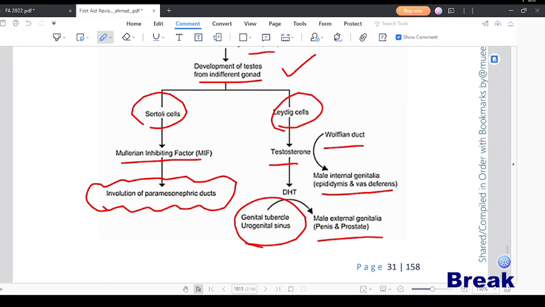So the testosterone directly causes the formation of external genitalia, but it also helps the Wolffian duct to be differentiated into the internal genitalia, which are epididymis and the vas deferens and stuff like that. So remember this one, and Sertoli cells are doing that.